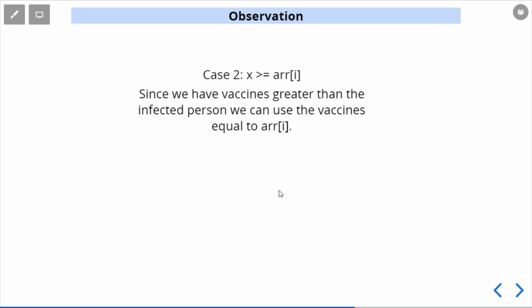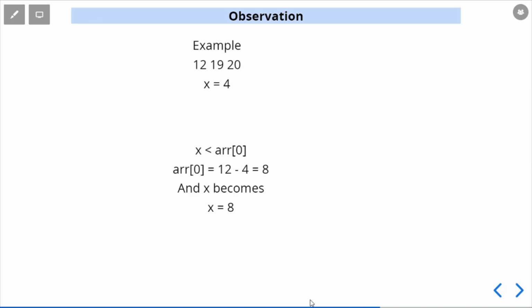In case 2, since we have vaccines greater than infected people, we can use vaccines equal to array of I. We have the vaccines and the number of people, and vaccines are greater than or equal to the number of people, so we can use our vaccines to cure these many people of a particular country. So we'll use these vaccines to clear this particular country. Let us take an example of this observation.